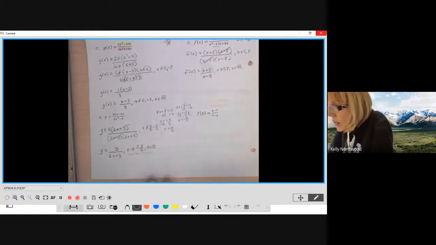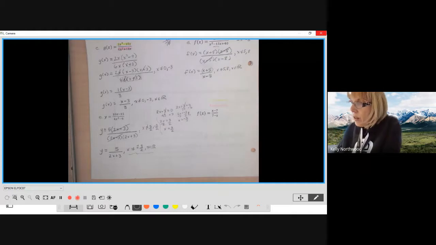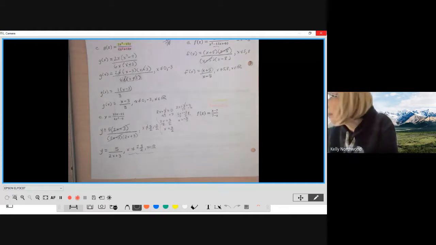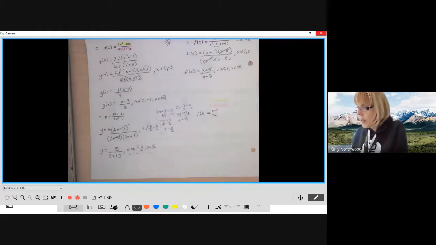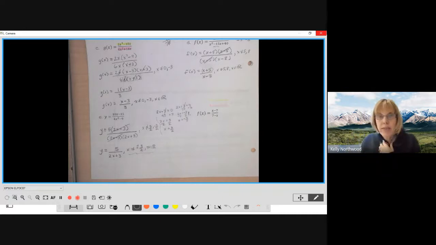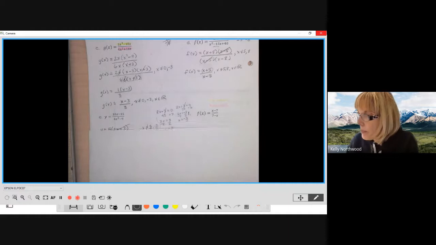Okay, the next one, f of x equals x minus 7 over 7 minus x. Okay, this is an interesting one because it doesn't look like there's any factoring you can do in the numerator or any factoring you can do in the denominator.